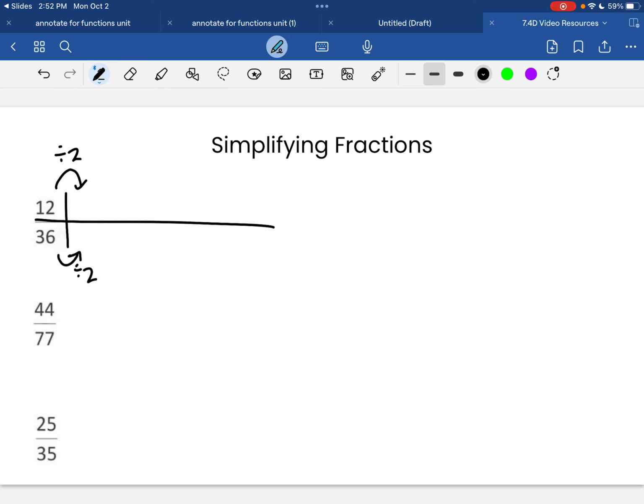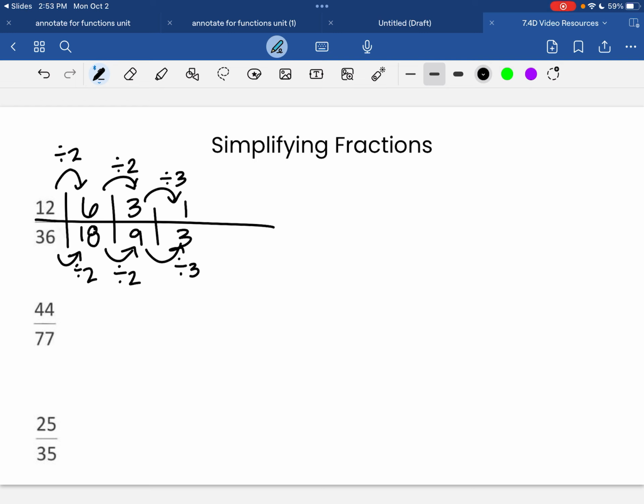12 divided by 2 gives me 6. And 36 divided by 2 gives me 18. I notice they're still even, which means I can still simplify it further because they are at least divisible by another 2. 6 divided by 2 is 3, and 18 divided by 2 is 9. Well, I see that they're not both even, but I see that they're both divisible by 3, which means I can divide 3 by 3 to get 1. And 9 divided by 3 gives me 3.